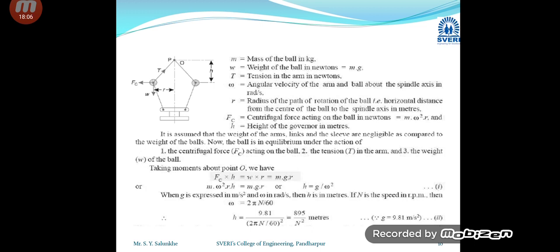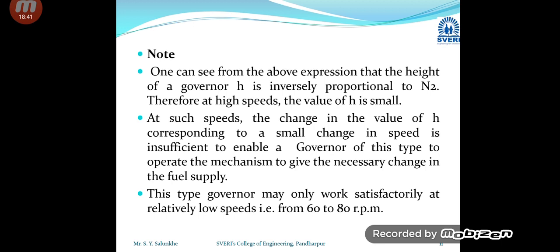If there is some change between the engine speed and governor speed, it will be clearly mentioned in the problem, so we have to take that ratio. Otherwise this capital N which is mentioned is directly the speed of the engine. So this is the relationship between h and N. One can observe here that h is inversely proportional to N square. That is, if N increases, h will decrease, and if N decreases, h will increase. This is the relationship for the Watt governor only.